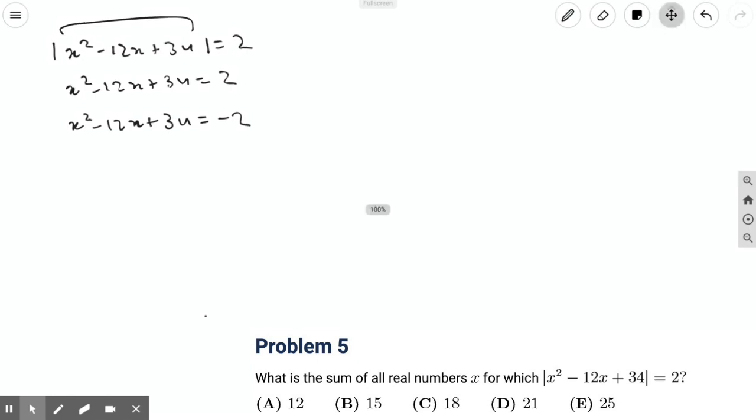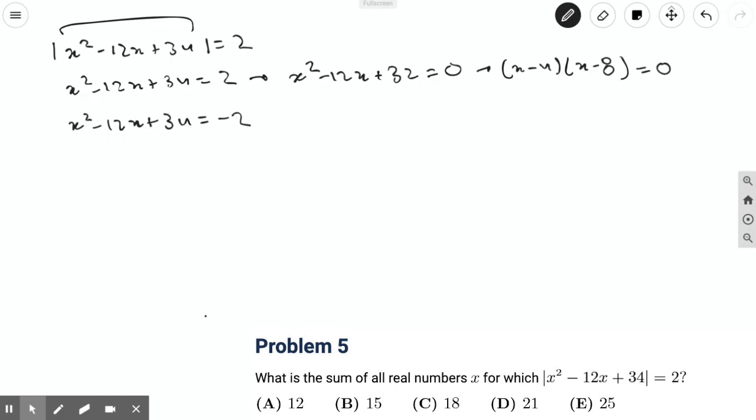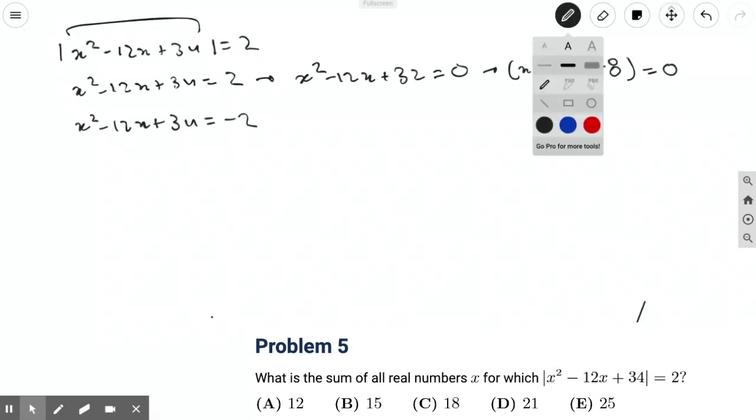Now let's look at the first one. We can factor this by subtracting 2 from each side, giving us x squared minus 12x plus 32 is equal to 0. Factoring this, we can see that x minus 4 times x minus 8 is equal to 0 by checking that negative 4 minus 8 is equal to negative 12, and negative 4 times negative 8 is equal to 32. From this, we can get two answers of 4 and 8.